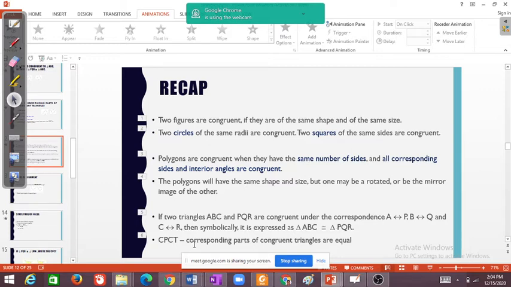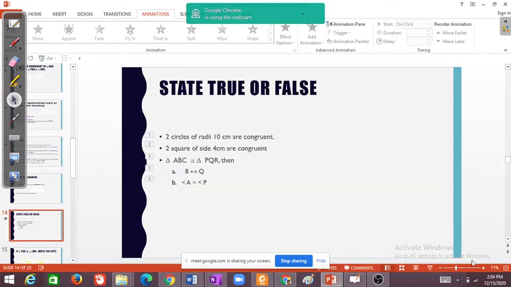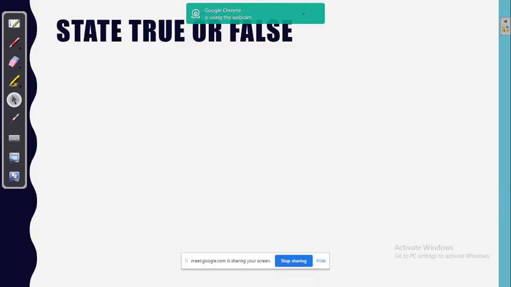And then we have seen CPCT. So it is corresponding parts of congruent triangles, and we have checked that they will be always equal. Okay. Now I have some questions for you. I would like to see the answers in your chat box. These questions are true or false. The first one, two circles of radii 10 centimeter are congruent. True, ma'am.